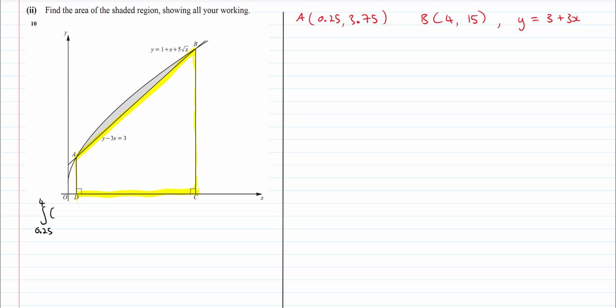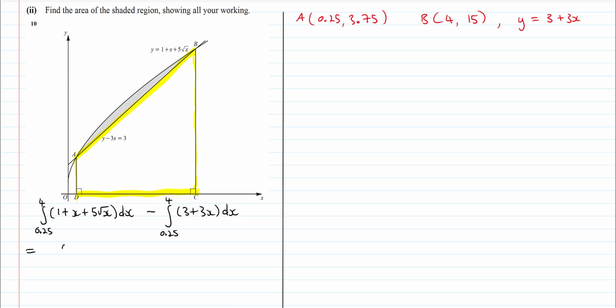So then our integrand, which is just the part inside the integral, is going to be 1 plus x plus 5 times root x, and we integrate that with respect to x, and then we subtract the area under that line y equals 3 plus 3x. So that is just the integral going from 0.25 up to 4, and the integrand is 3 plus 3x, and we take that integral with respect to x. So we can write this out under one integral sign just to simplify things a bit.